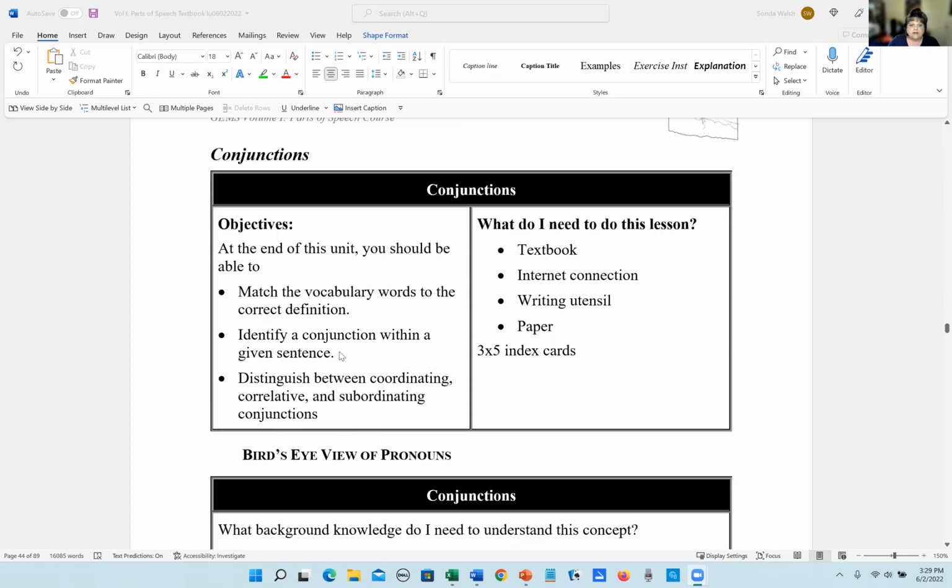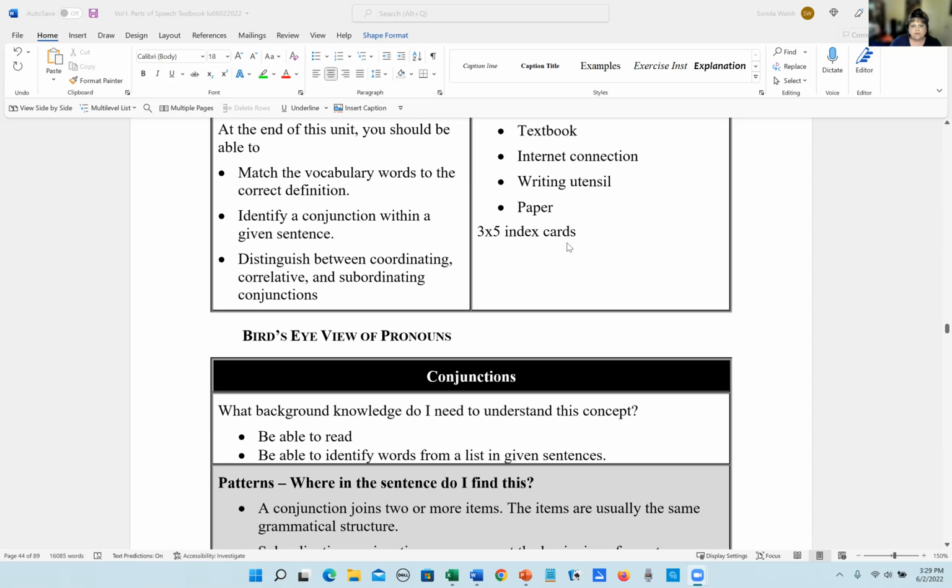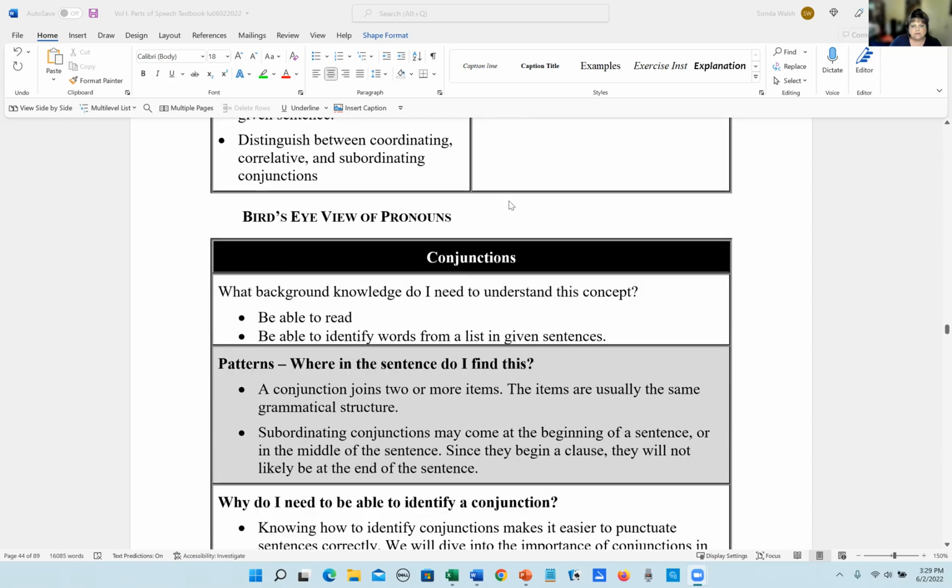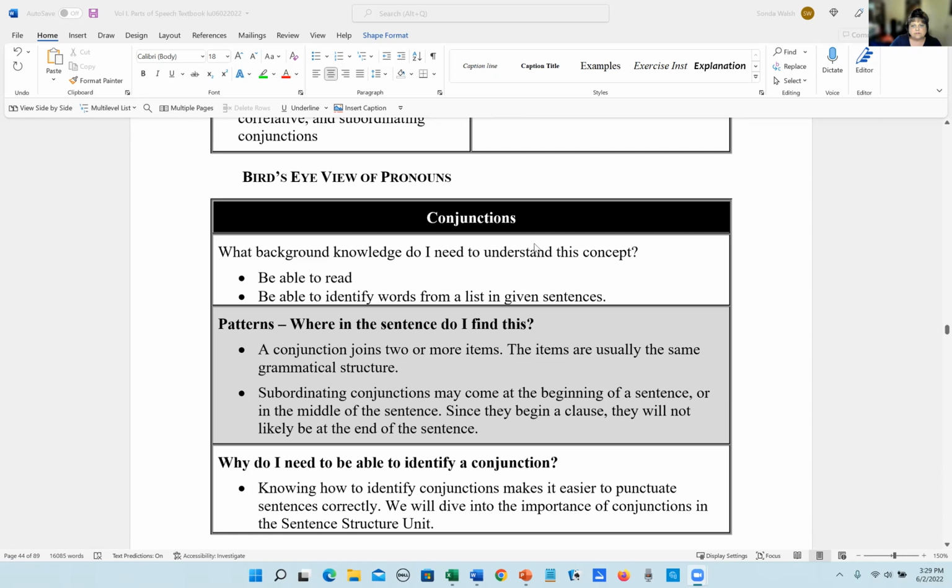You need to identify a conjunction within a given sentence, and you need to distinguish between coordinating, correlative, and subordinating conjunctions. You need to have a textbook, an internet connection to watch the videos, something to write with, paper, and 3x5 index cards to put your vocabulary words on. So let's look at conjunctions.